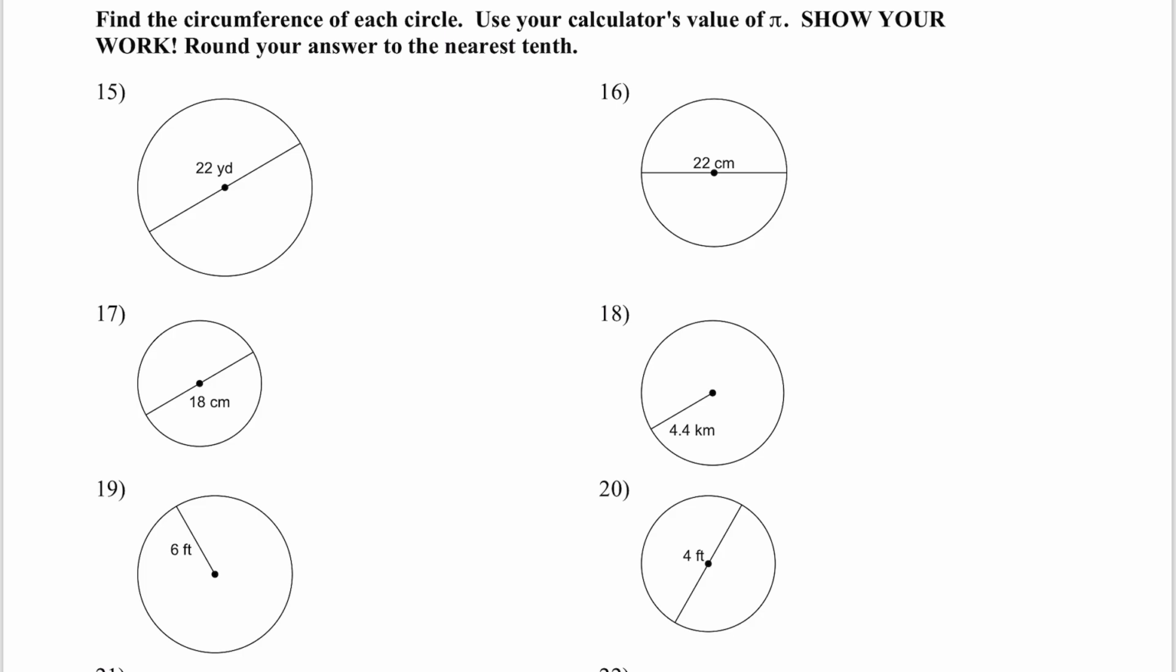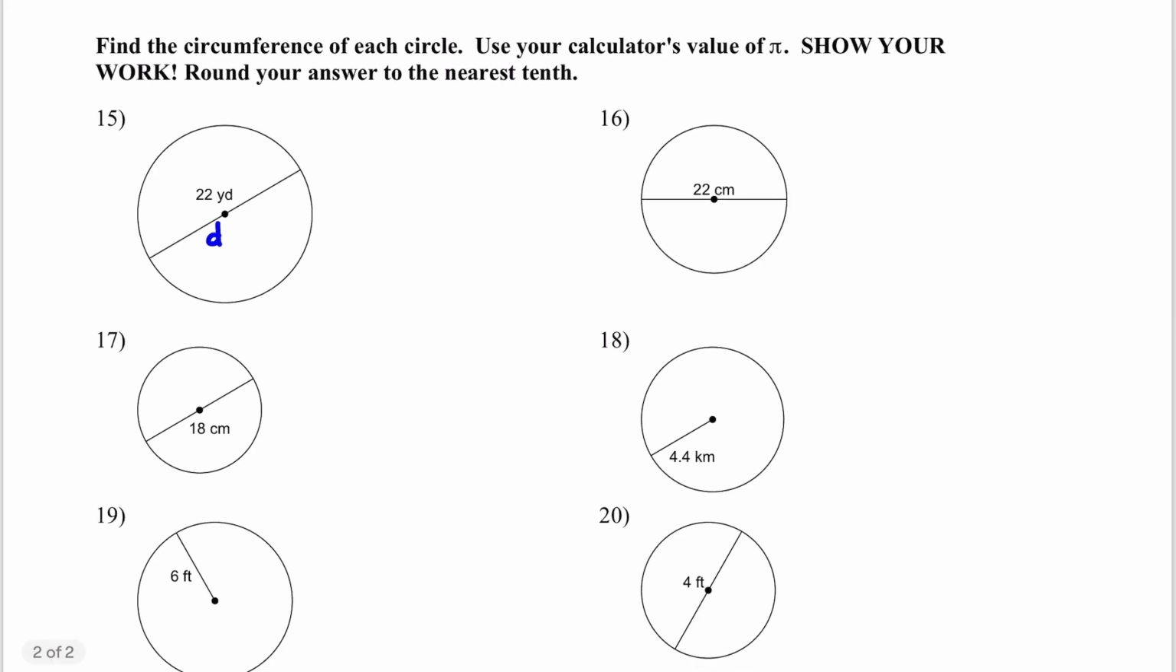22 yards is the measurement given, but we can see it goes from edge through the center all the way to the other edge. That means that the measurement I am giving you is the diameter, so I'm labeling it D. And I remember, because I just wrote it on the previous page, that if I have a diameter, all I have to do is multiply that diameter by pi, and it gives me the circumference.